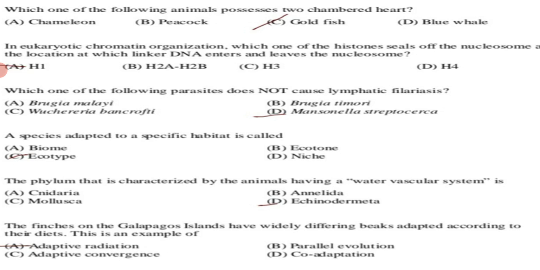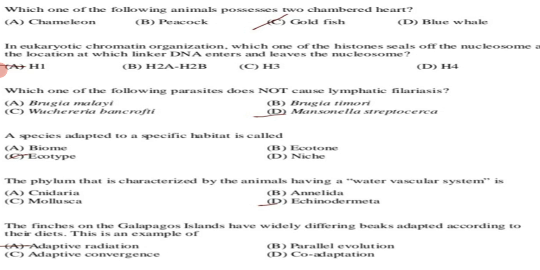Then the next question, the finches on Galapagos Islands have widely differing beaks adapted according to their diets, and this is an example of what? Adaptive gradation, parallel evolution, co-adaptation, and adaptive convergence. The finches on Galapagos Islands have widely differing beaks adapted according to their diet. This is an example of adaptive radiation.